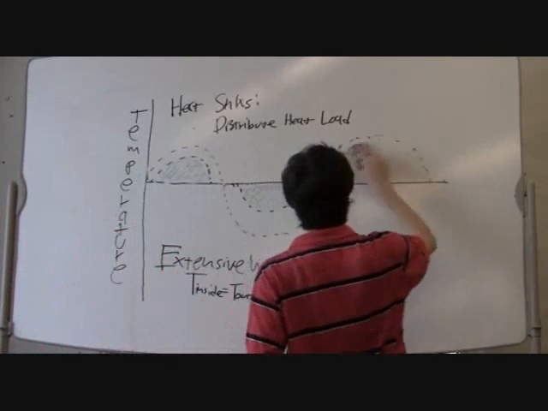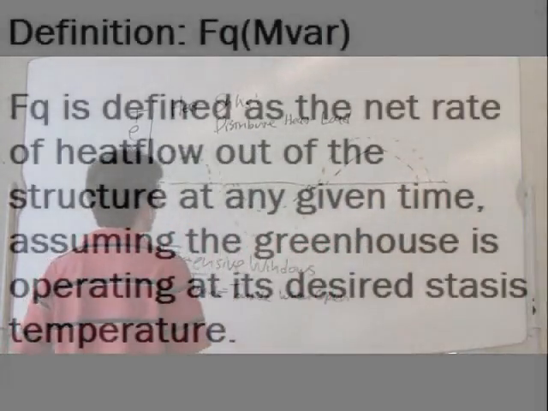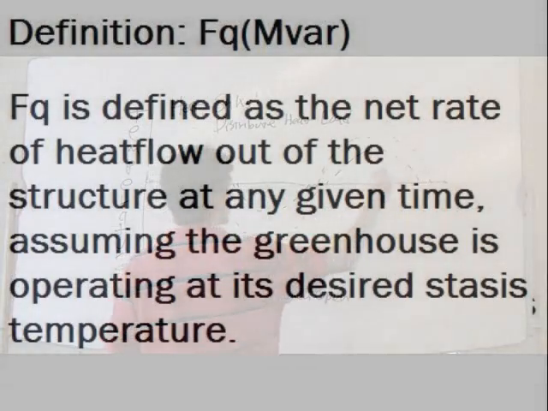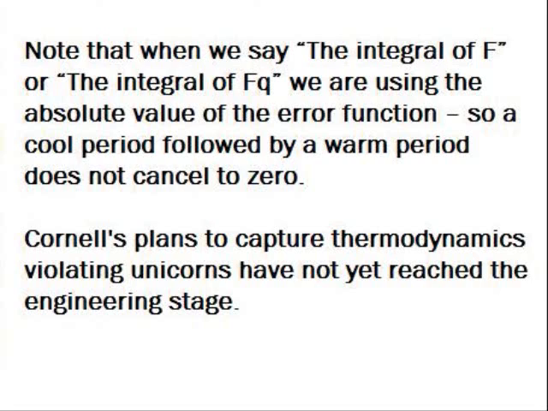In order to simplify this task, rather than dealing with a function f that produces a temperature, we deal with a function we will call f sub q, which is the net rate of heat flowing out of the greenhouse at any given time. Assuming the greenhouse is at its desired stasis temperature, which during normal operation it should always be, f sub q should be equal to 0 in an ideally efficient case. The integral of f sub q over all time is therefore proportional to the integral of f over all time, and therefore we can seek to minimize f sub q as an equally efficient design goal as minimizing f.